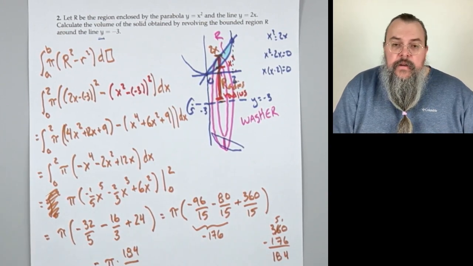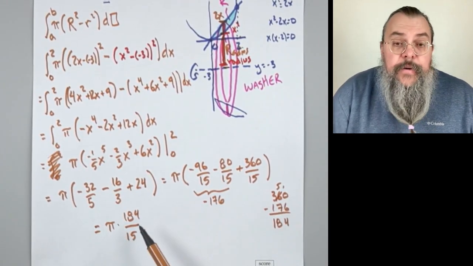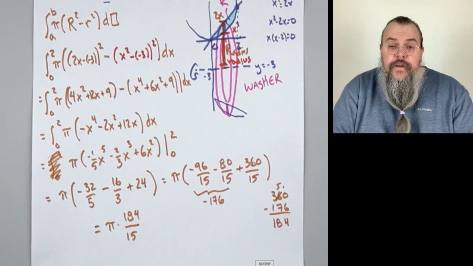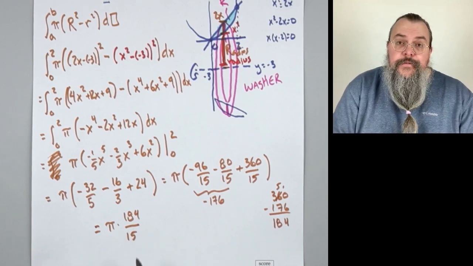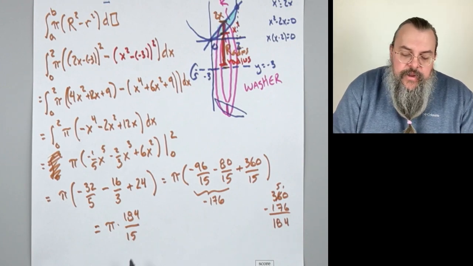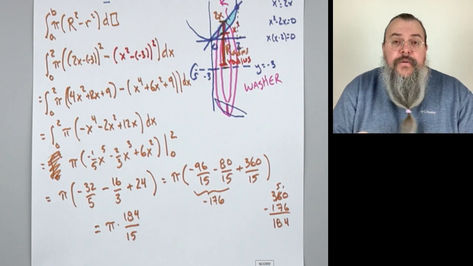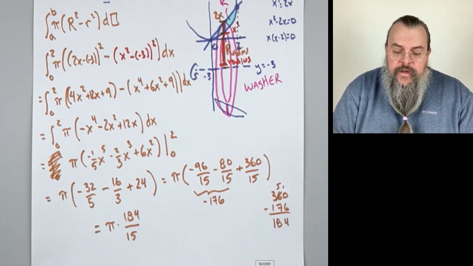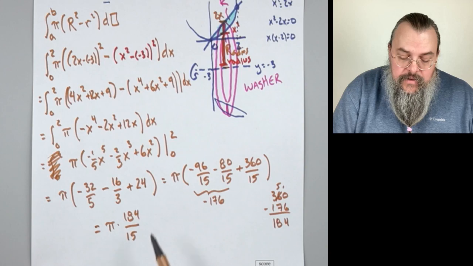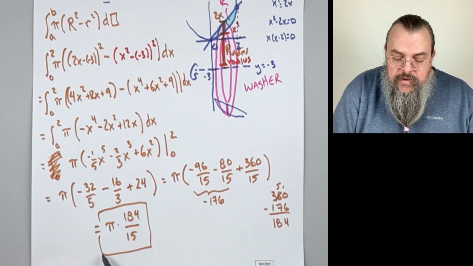Now, does 15 go into 184 at all? You can check. It's not divisible by 5 because it doesn't end in a 0 or 5. And it's not divisible by 3, because if you add up 184, 1 plus 8 plus 4 is not a multiple of 3. And so that's as simplified as it gets. And so there we go. That's the answer.